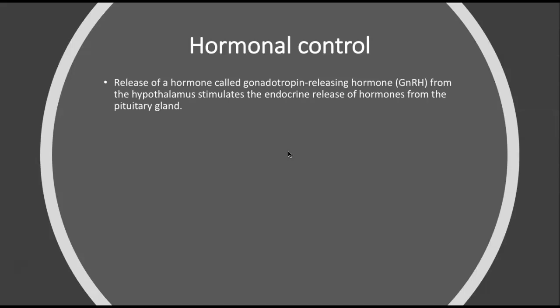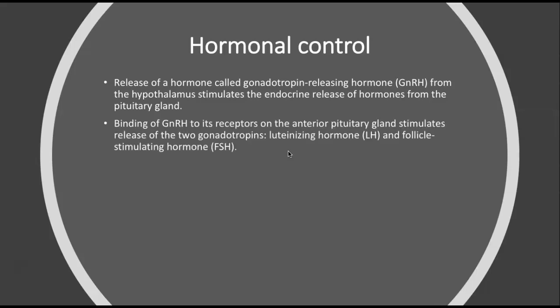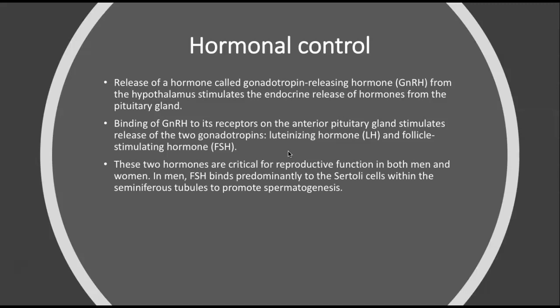How do these hormones get controlled? Well, we get a release of a hormone called gonadotropin releasing hormone, or GnRH, from the hypothalamus in your brain. That stimulates the endocrine release of hormones from the pituitary gland. What you get is a binding of GnRH to its receptors on the anterior pituitary gland, which stimulates the release of two more gonadotropins, luteinizing hormone, LH, and follicle stimulating hormone, FSH. Both of those hormones are critical for reproductive function in both men and women.